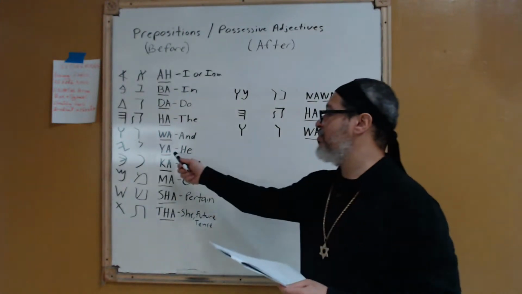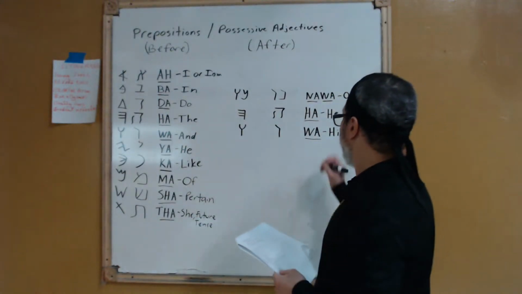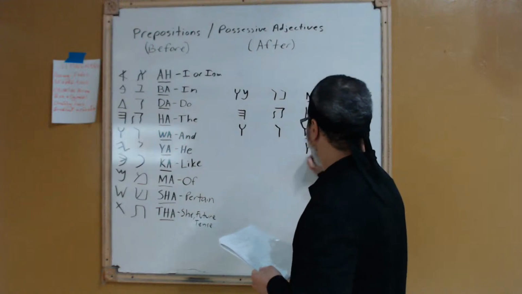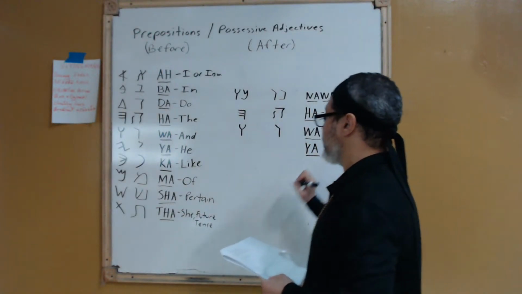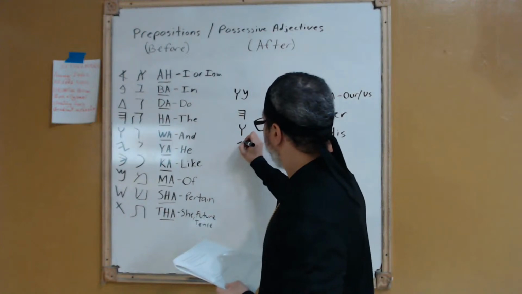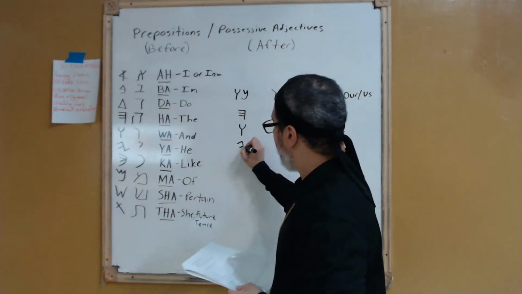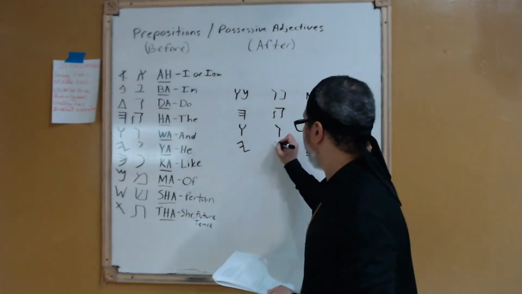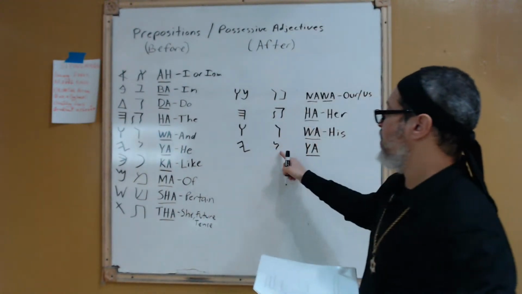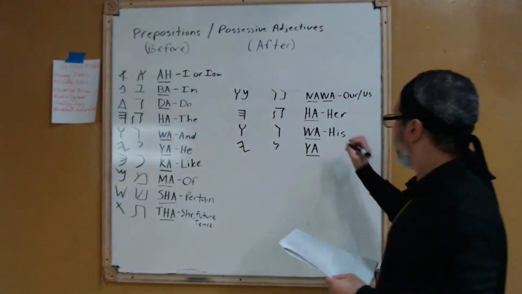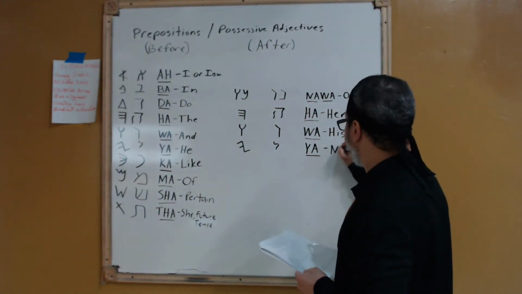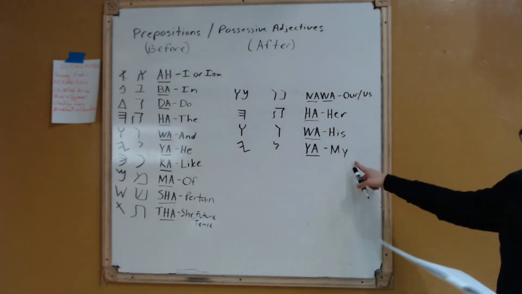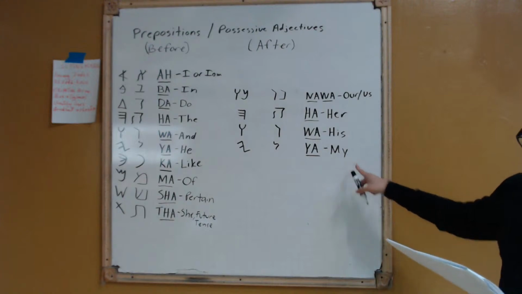Then we have also ya again. So the ya in the ancient, the ya in the modern could actually mean "my". So when you see ya at the end of a word, it could be "my".